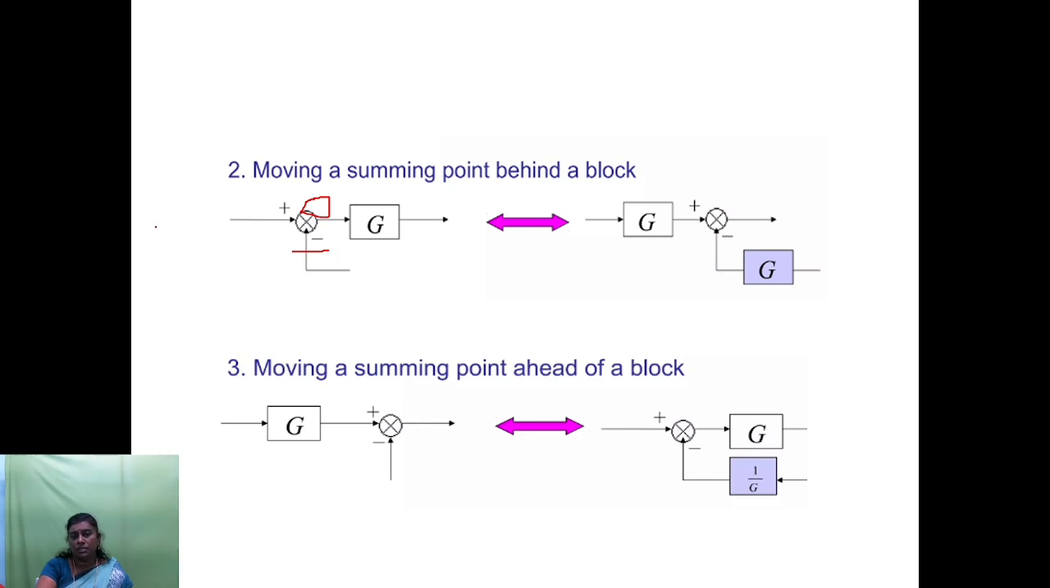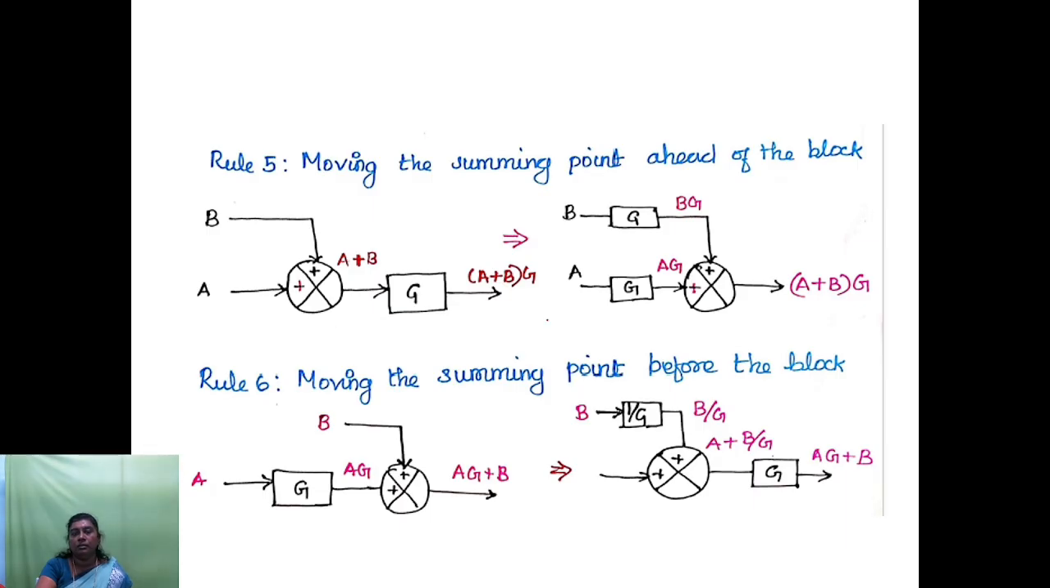So whenever we are shifting the point, we have to multiply this branch with a gain factor of G, so that we will get the same output as that of the previous one. So I will explain with another block diagram so that we can easily understand.